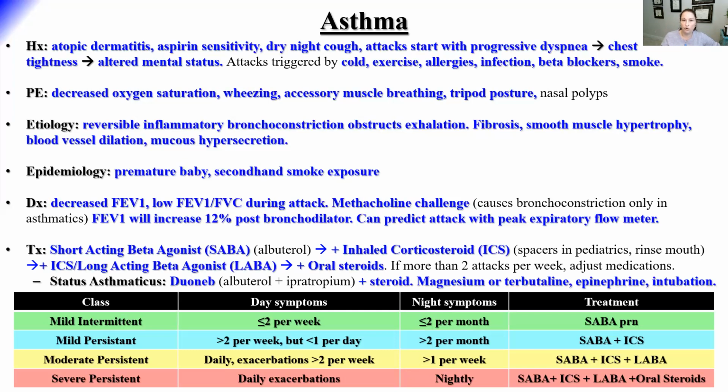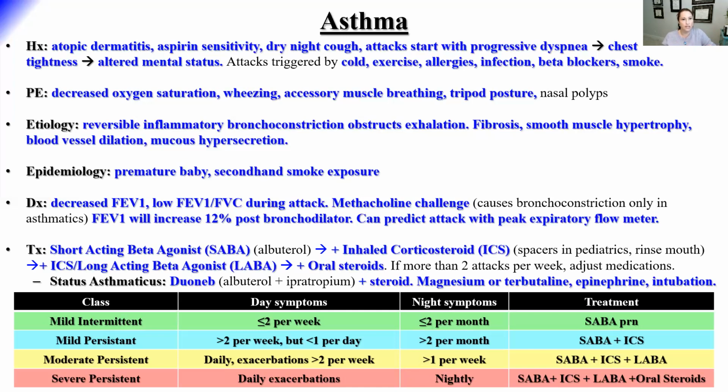Let's say now we've progressed and we're moderate persistent. They're having daily exacerbations and exacerbations greater than 2 per week. They're also having nighttime symptoms more than 1 per week. Then we can add a LABA or a long-acting beta agonist. Severe persistent, they're having daily exacerbations now. They're having nightly exacerbations. Now we can add oral steroids.